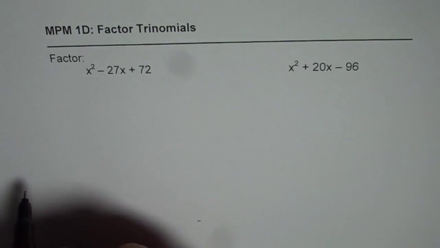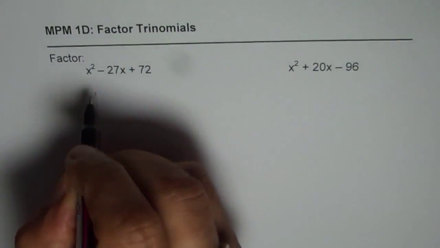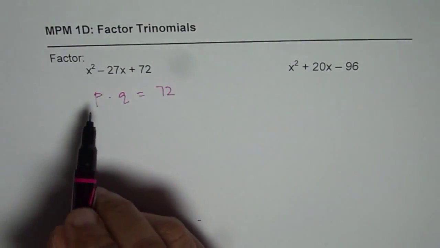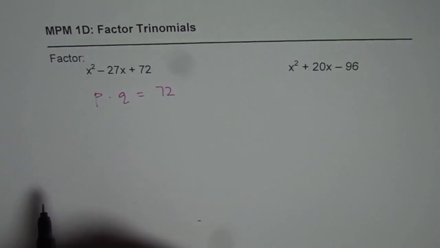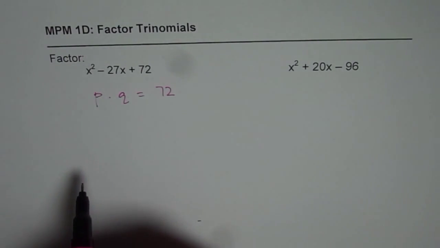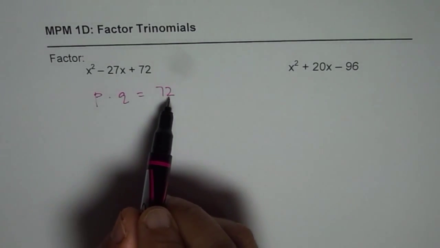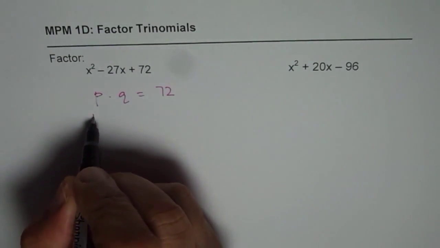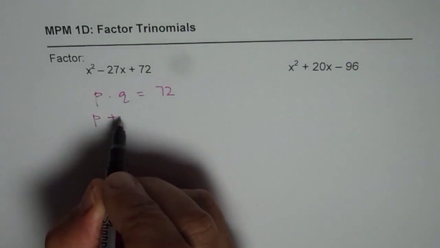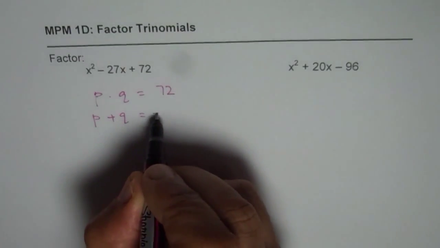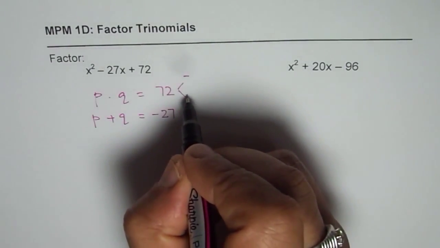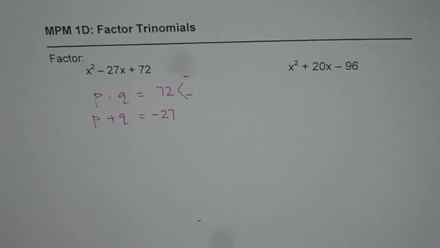Whenever we are trying to factor trinomials, we are always looking for two numbers whose product should be the constant, which is 72. So let me take p and q as two integers, whose product should be 72. Now, when the product is positive, it means both could be negative or both could be positive, right? Same sign. Now, the sum of these two integers should be minus 27. We can get a negative sum only if both the numbers are negative, correct? So we get a criterion: we have to select numbers which are both negative.